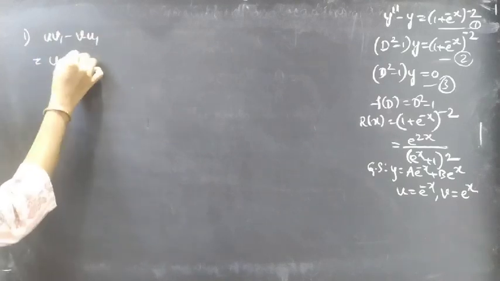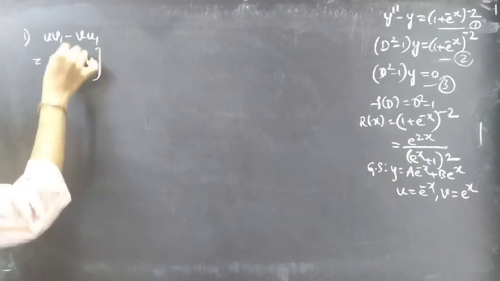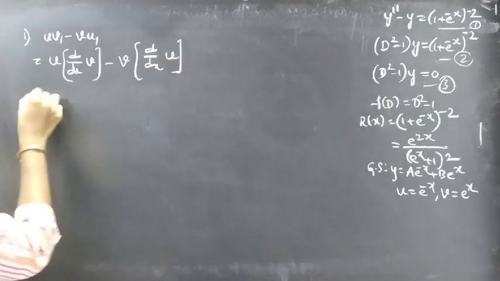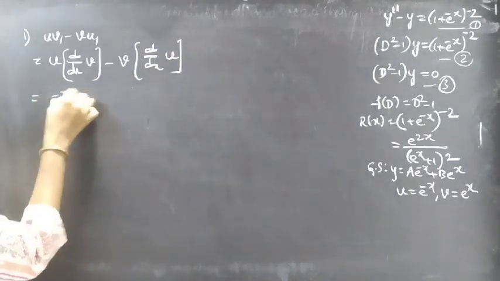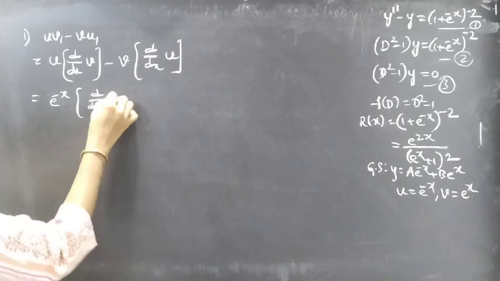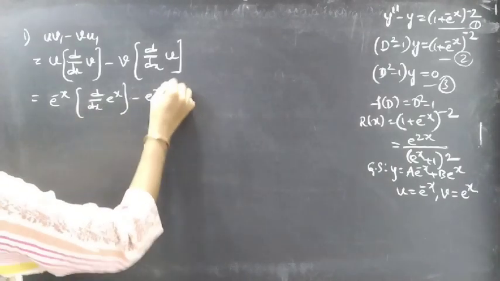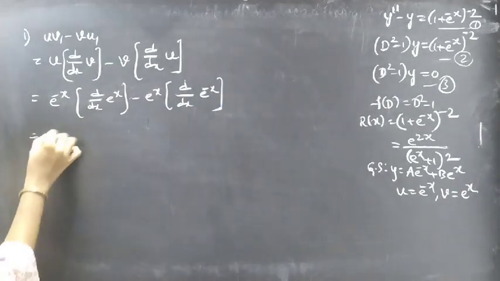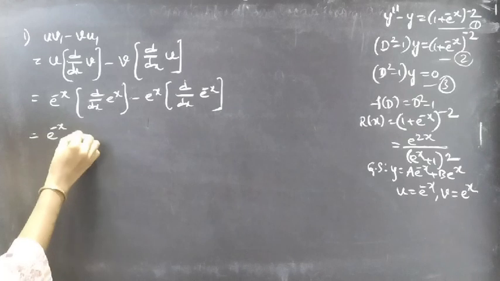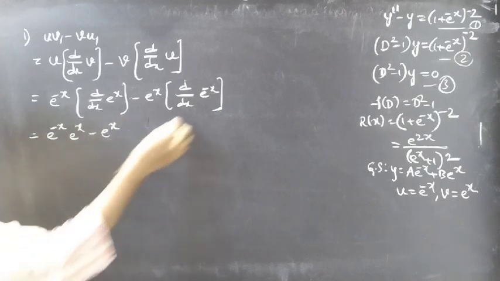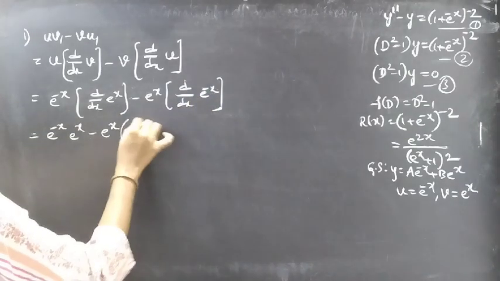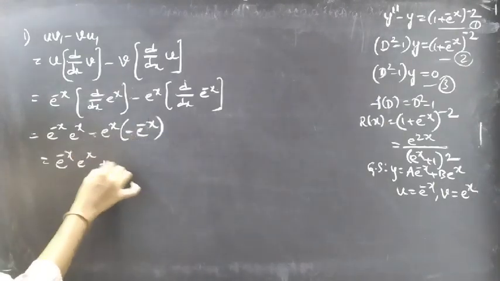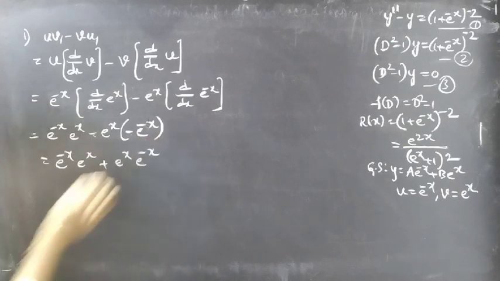u into v1 is nothing but derivative of v with respect to x, minus v into u1 is nothing but derivative of u with respect to x. We have u, e power minus x, into derivative of v with respect to x, minus v into derivative of u with respect to x. This gives us e power minus x into derivative of e power x with respect to x, which is e power x, minus e power x into derivative of e power minus x with respect to x, which is minus e power minus x. This gives us e power minus x into e power x, minus into minus plus e power x into e power minus x.